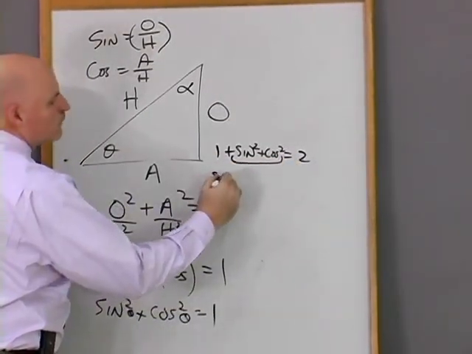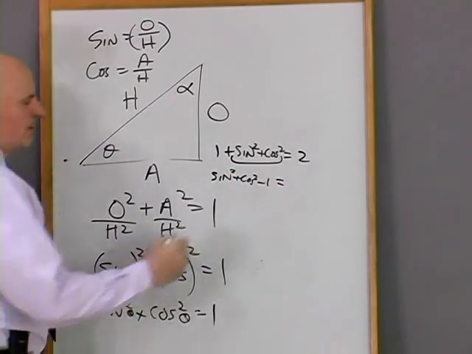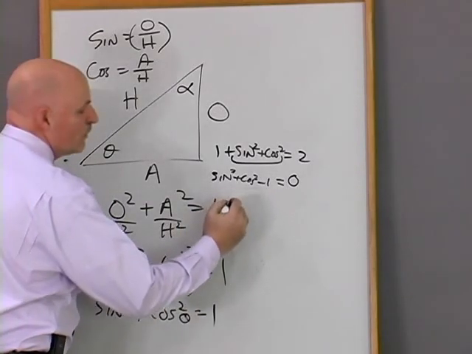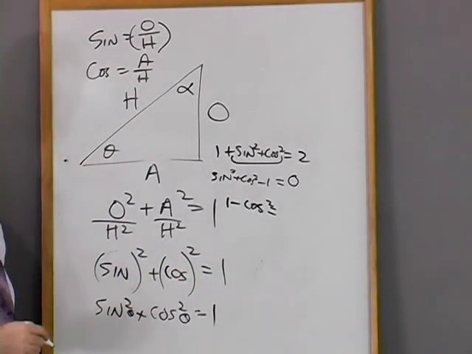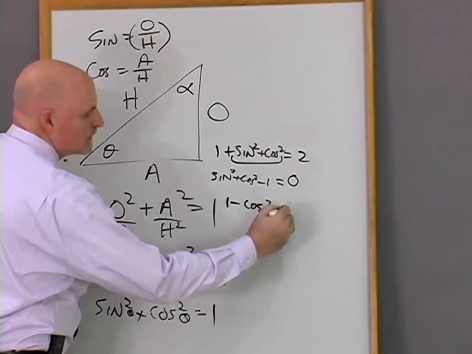Or they might have sine squared plus cosine squared minus 1. What's that equal to? 0. See, you're whiz kids already. Or they might have 1 minus the cosine squared equals what? All you do is subtract cosine squared. This is equal to the sine squared, right?